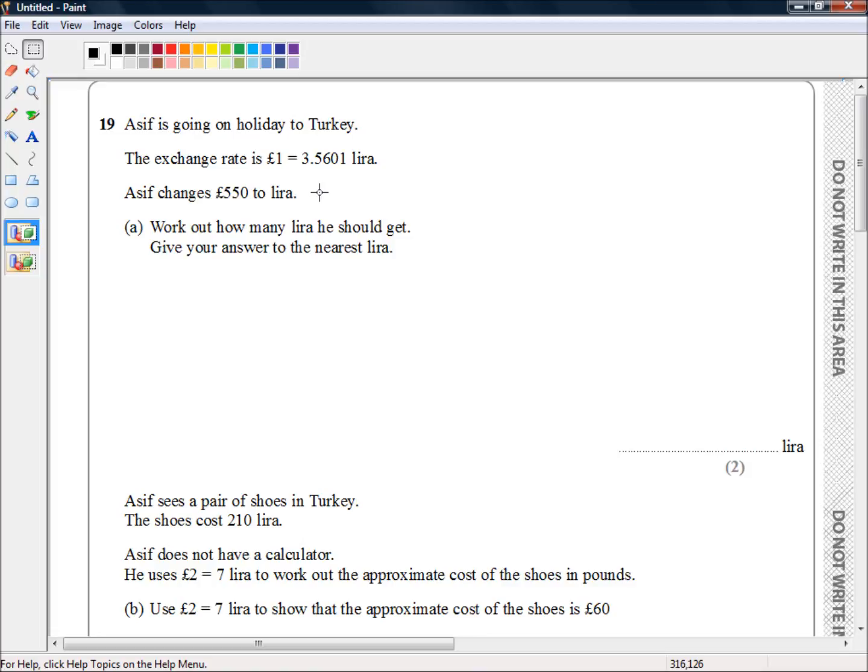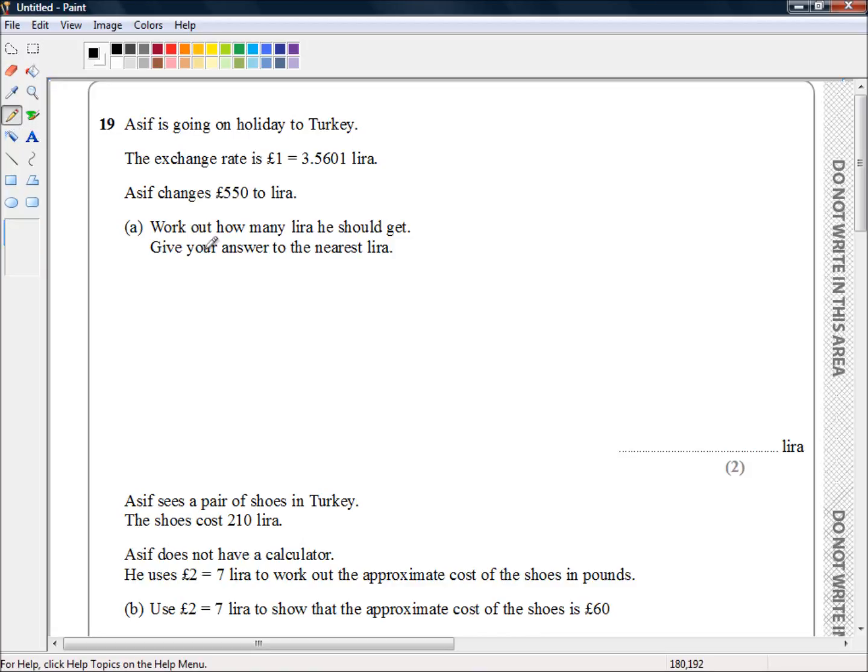If I've got £1, I'm going to hand that £1 over and I'm going to get 3.5601 lira. Then if I add another pound, I'm going to get another 3.5601 lira. And if I add another pound, I'm going to get another 3.5601. And I'm going to do that 550 times, and I'm going to get 550 lots of 3.5601 lira. So I'm multiplying because I'm adding 3.5601 to itself 550 times over.